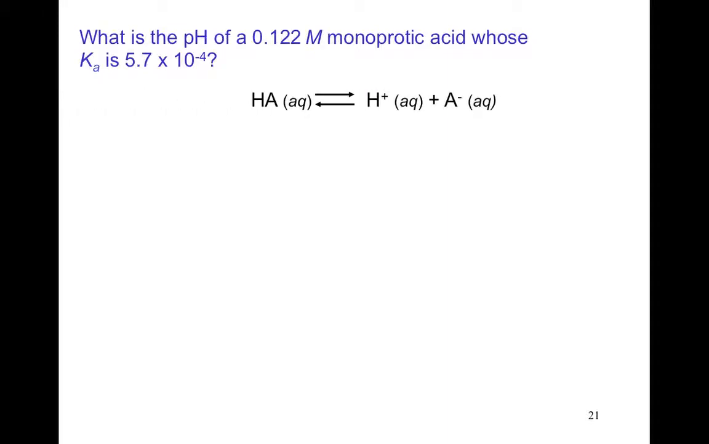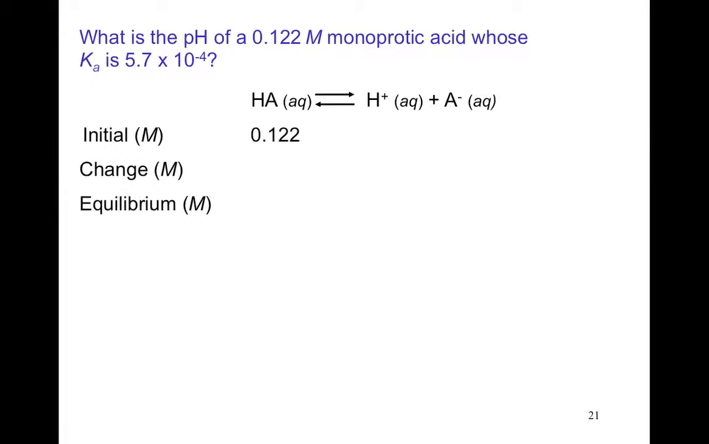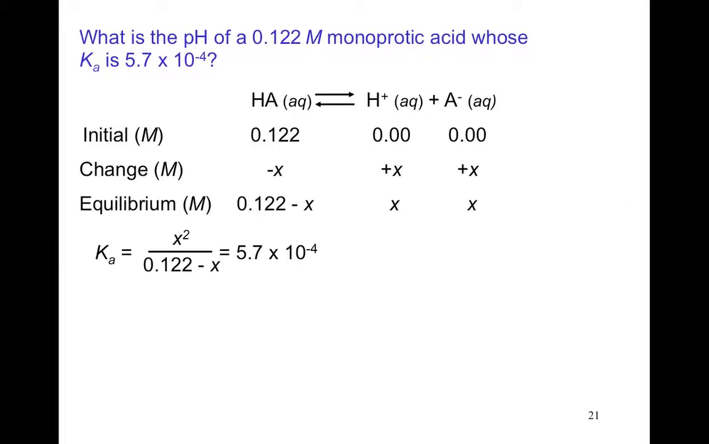General formula for an acid, HA, goes to hydrogen ions and acid anion, make it an equilibrium constant. Monoprotic acid, there's your initial, 0, 0. There's our constant. We're going to solve it exactly the same way. So ICE, our initial is 0.122, 0 and 0. HA is going to be minus x, hydrogen is plus x, acid anion is plus x. Our equilibrium, we do 0.122 minus x, plus x, plus x. You set your K equal to x squared over 0.122 minus x.